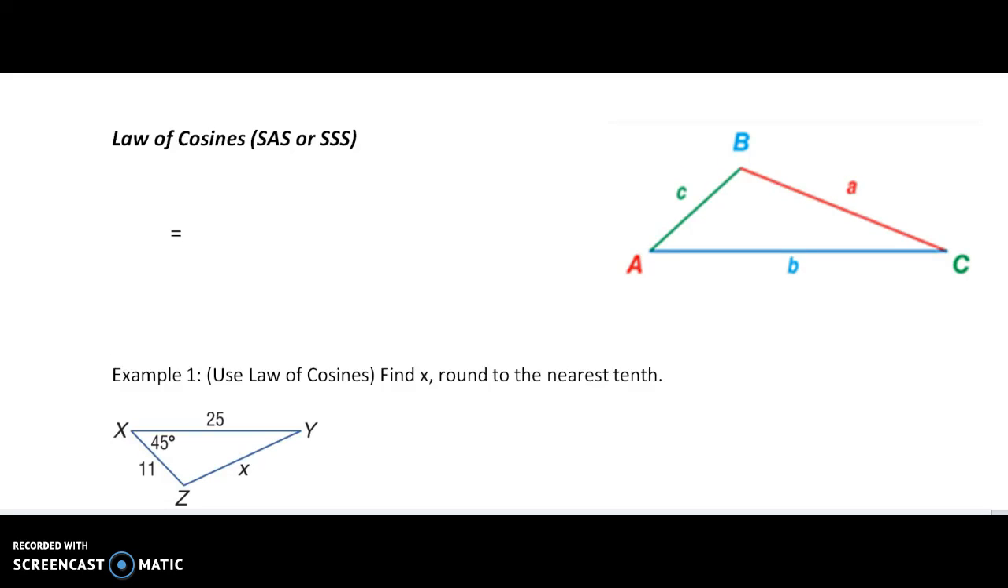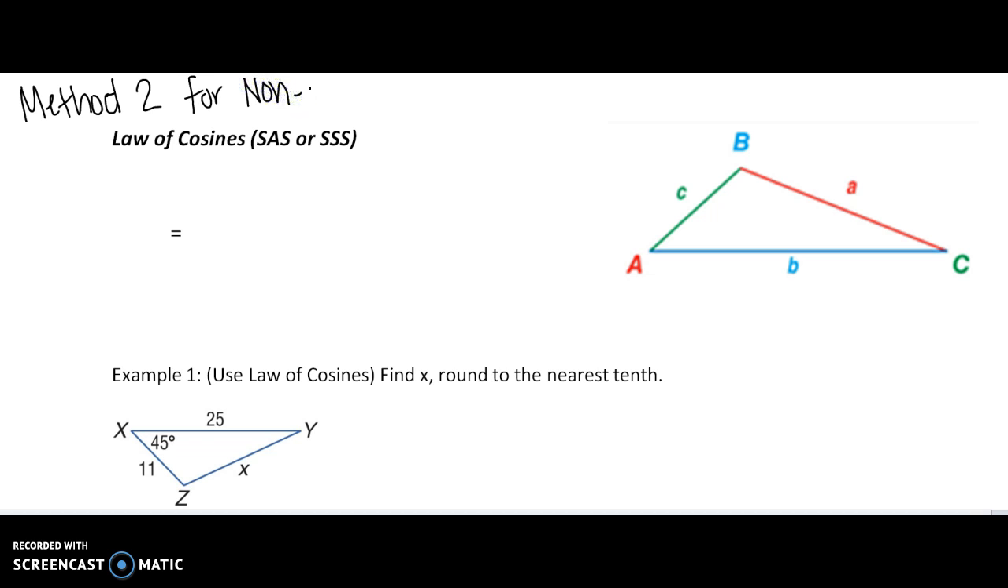Okay, so this video is all about a second method on how to solve a non-right triangle. The first method we've talked about is using law of sines. Law of sines is method one if you do not know that you have a right angle. So method two is something called law of cosines.